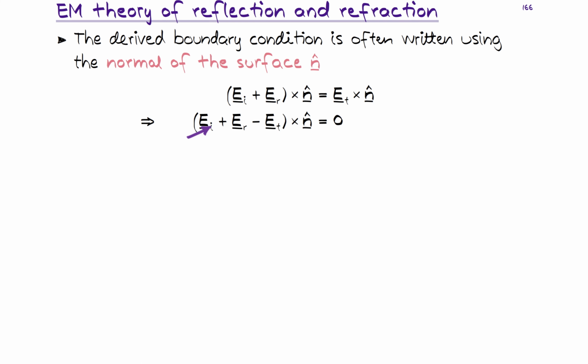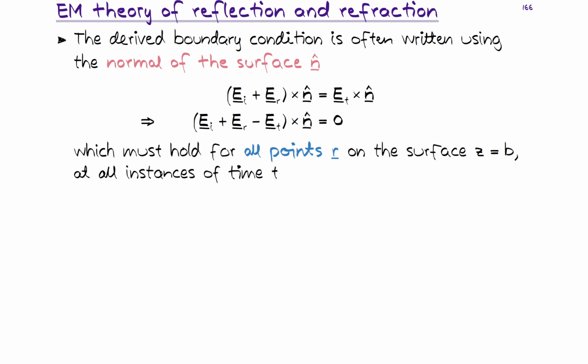So essentially, this says to us that for all points that are on the interface, defined as the surface z equals b, when we take these fields along the surface normal, otherwise the vector product would not give me a zero. So this is what it says to us, and it gives us this kind of continuity equation. And of course this should hold for all points r on the surface that we have defined, and it should also hold at all instances of time.